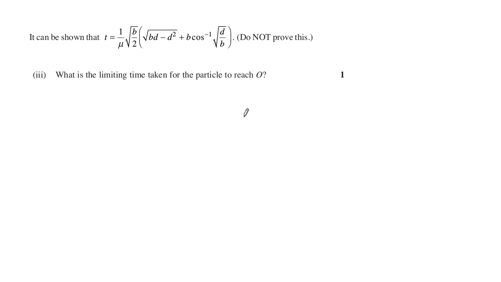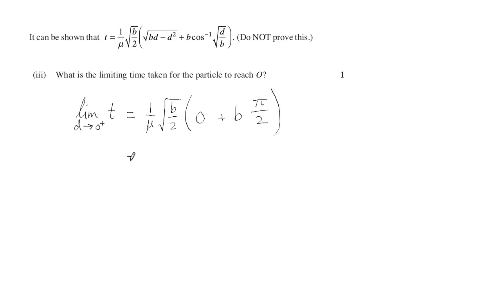So that's it. Part 3. So what we're looking for here is for d to be approaching 0, because d was the end position of the particle. So what we want is the limit as d approaches 0 from the right of t. Okay, so we get this bit will just be 0 if d is approaching 0. And then we've got b times the arc cosine of root 0 over b. So arc cos of 0 is actually pi on 2. So we get b times pi on 2.